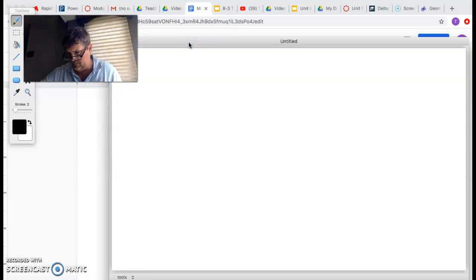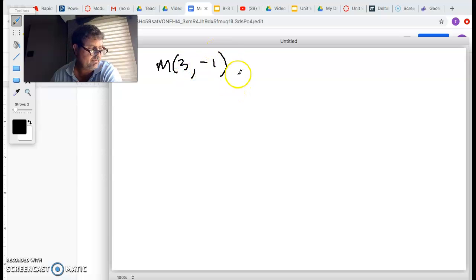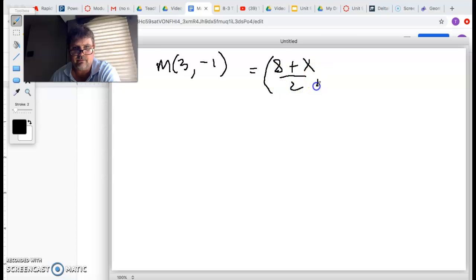Okay, so we know that our midpoint formula says add up the x's, divide by 2, add up the y's, divide by 2. Now they're telling me the midpoint is actually 3, negative 1, right? And it turns out that came from somebody adding 8 plus x over 2, and then they added 4 plus y over 2.